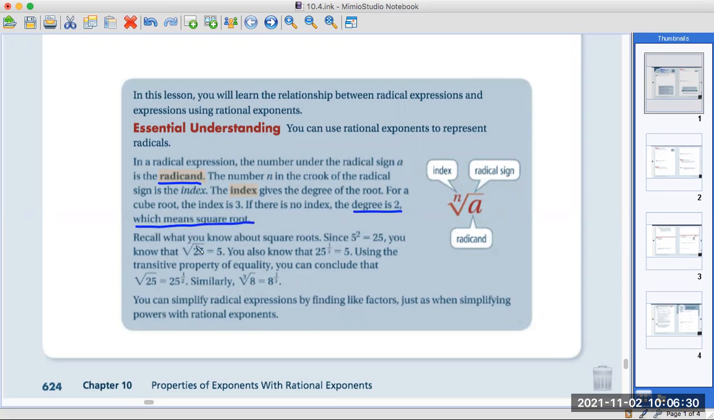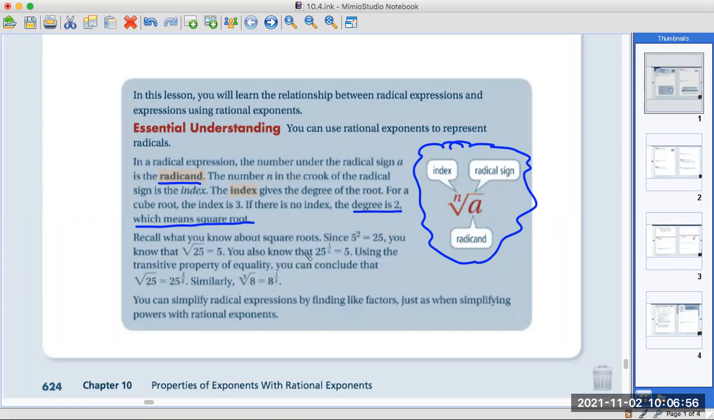Okay, recall what you know about the square roots. By the way, this right here, you want to kind of highlight that. The index, the radical sign, and the number under the radical is called the radicand. Recall what you know about square roots. Since 5 squared is 25, you know that the square root of 25 is 5. It's the opposite of taking a power, okay?